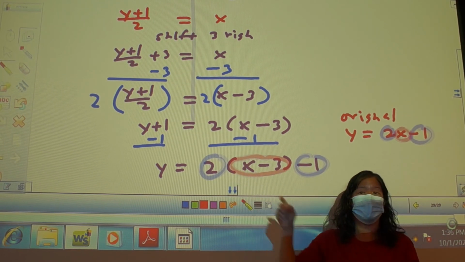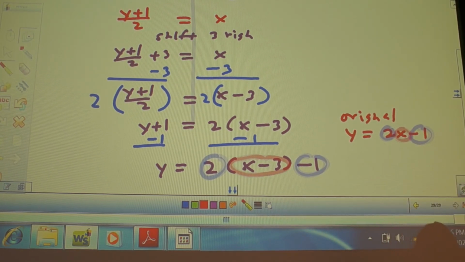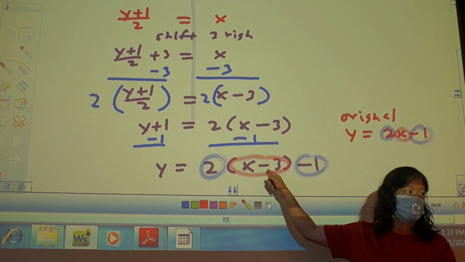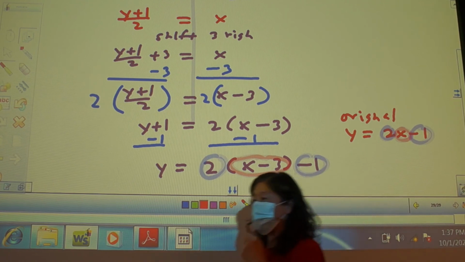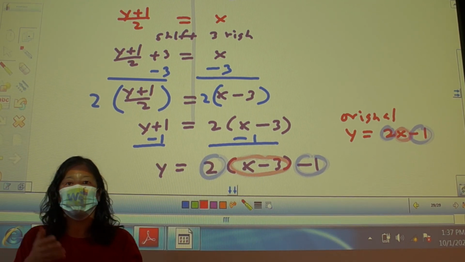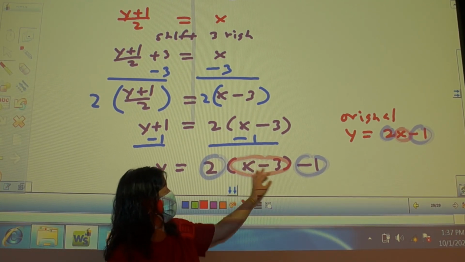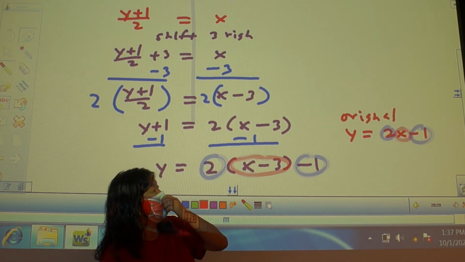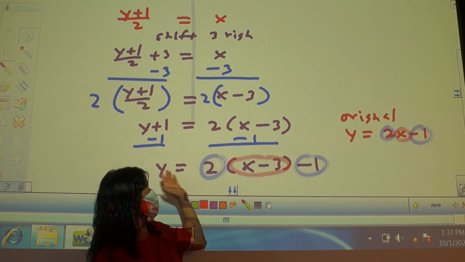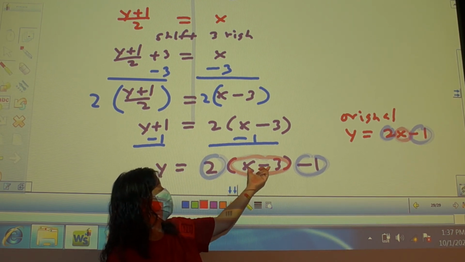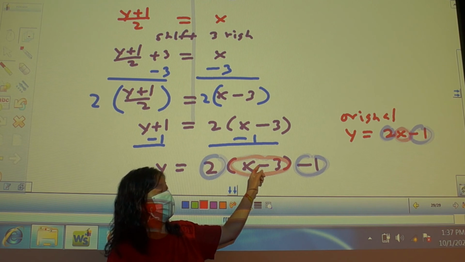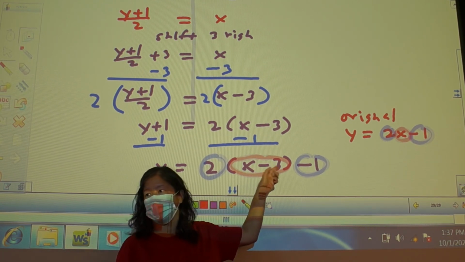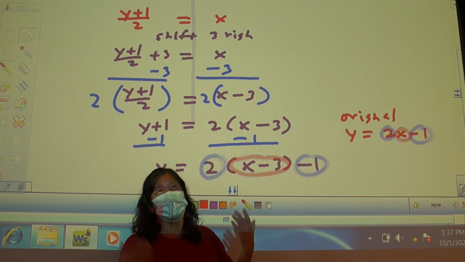In parentheses. Now the key is, I went to the right 3, and I'm subtracting. Why is that? Because I want my x to be 3 larger. This needs to stay the same. If I make x 3 larger, then my y needs to stay the same. So the whole thing needs to be the same. If I need my x to be 3 larger, then to make it fit into the equation, I have to do x minus 3.